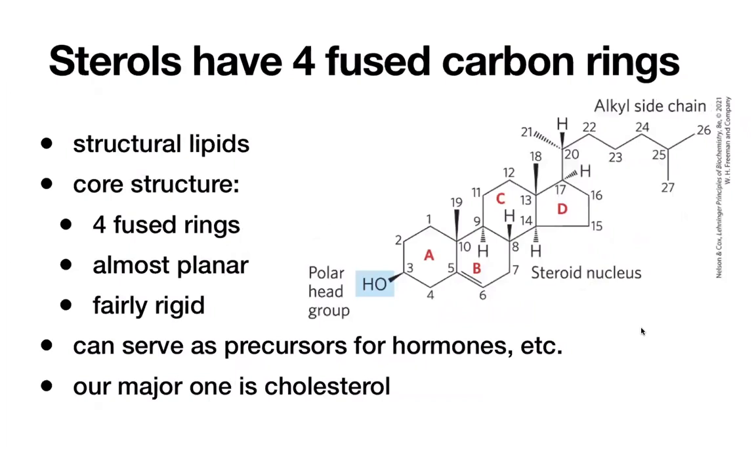Okay, we do need to, though, get into our sterols. So remember, our main sterol we're going to be talking about is cholesterol. Well, what all sterols have in common is this core structure of four fused carbon rings, so this A, B, C, D. This is showing you the structure of cholesterol, but there could be other sterols that still have this structure.